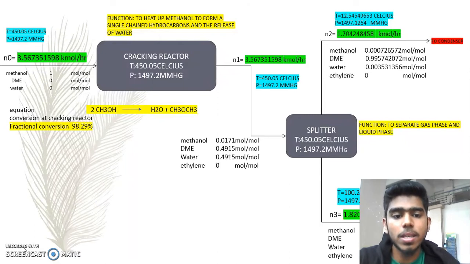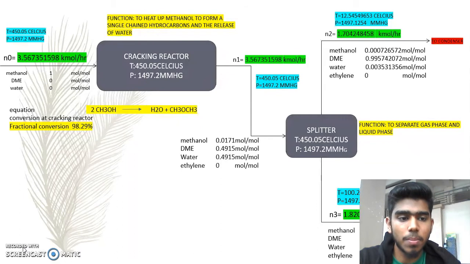and the pressure is 1497.2 mmHg. From the splitter it splits into two streams, the top stream consisting of vapor and the bottom stream consisting of liquid. The function of the splitter is to separate the gas phase and the liquid phase. As you can see, the top is the gas phase, where the flow rate is 1.70424848 kilomole per hour, the temperature is 12.545549653 Celsius, and the pressure is 1497.1254 mmHg.